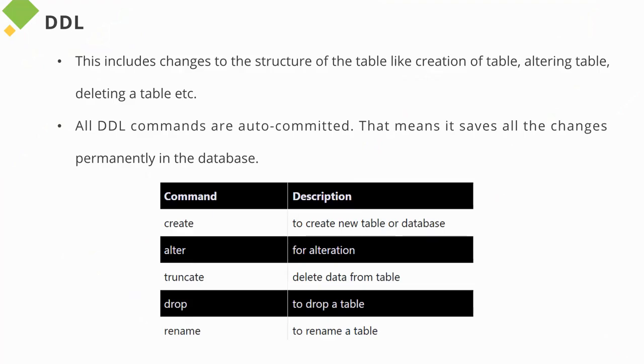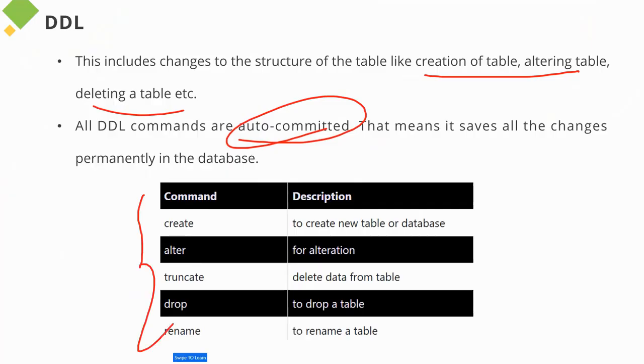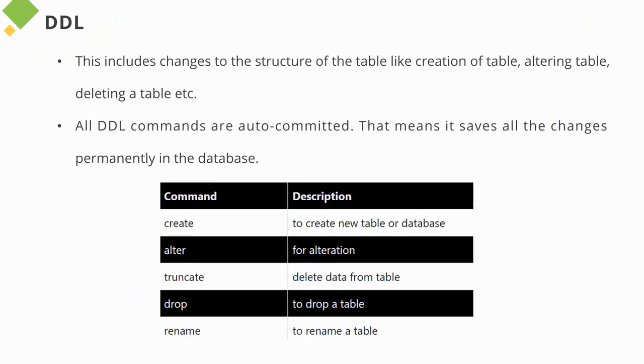The DDL commands are those that create, alter and delete tables. These commands are auto-committed, which means they save all the changes permanently, so they affect the structure of the database. There are different kinds of commands in the DDL, such as create, alter, truncate, drop, rename, etc. We'll be discussing each command in detail.